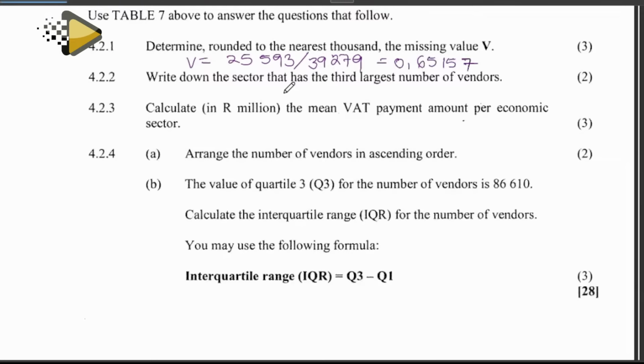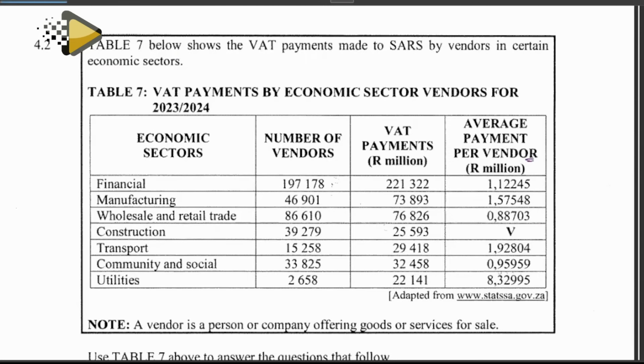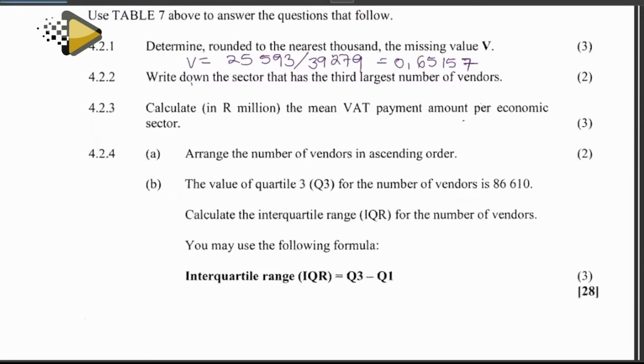Okay, that is it. Then write down the sector that has the third largest number of vendors. We are saying third largest. This one is 1, followed by this, this is 2, and this is 3. Third largest. So we shall say it's manufacturing. The manufacturing sector. All right.